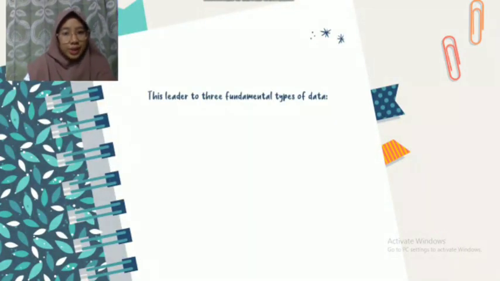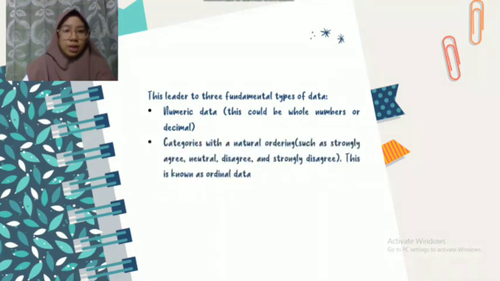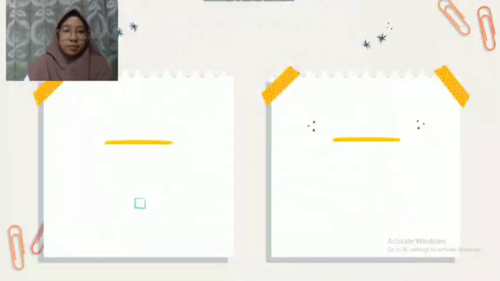This leads to three fundamental types of data. Numeric data, which could be whole numbers or decimals; categories with a natural ordering, such as strongly agree, neutral, disagree, and strongly disagree. This is known as ordinal data. Categories without any agreed ordering, such as protein, dairy, carbohydrate, fruit, and vegetable. This is known as nominal data.